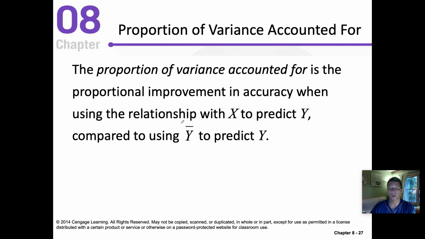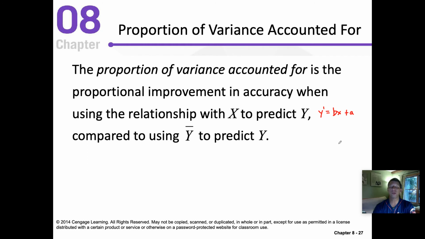In other words, when we use the relationship, and by that I mean y prime equals b times x plus a. That's the relationship we're talking about here, rather than using the average value of y to predict y at a certain value of x. So these are the two different ways that we can look at variance. If we use the relationship, then we're talking about the proportion of variance accounted for.